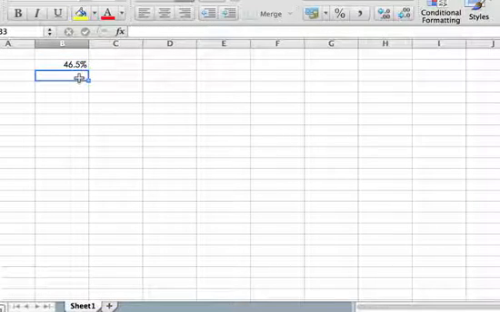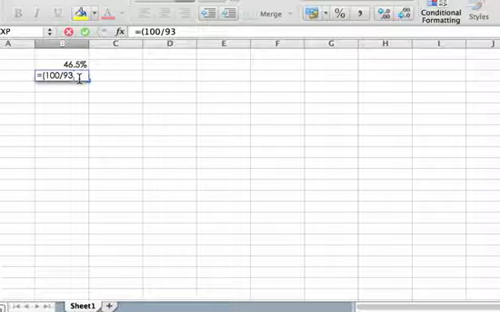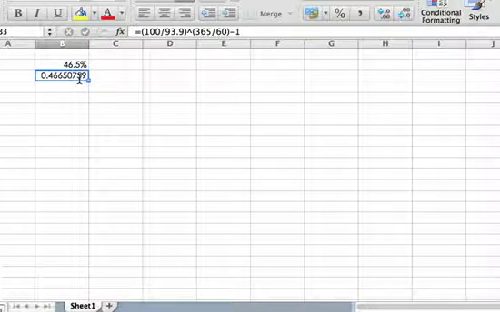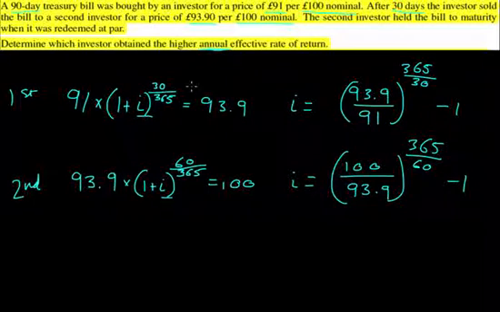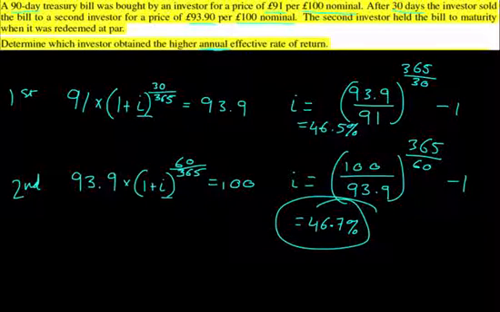Whereas the other person, he got £100 for it. He spent 93.9 for it to the power of, out of 365 days, he held it for 60, minus 1. So it's actually very close, but it seems as though the second investor actually got 0.2% per annum better than the first, so 46.5% and 46.7%. So this equals 46.5%, 46.7%. So this is the answer, investor 2.